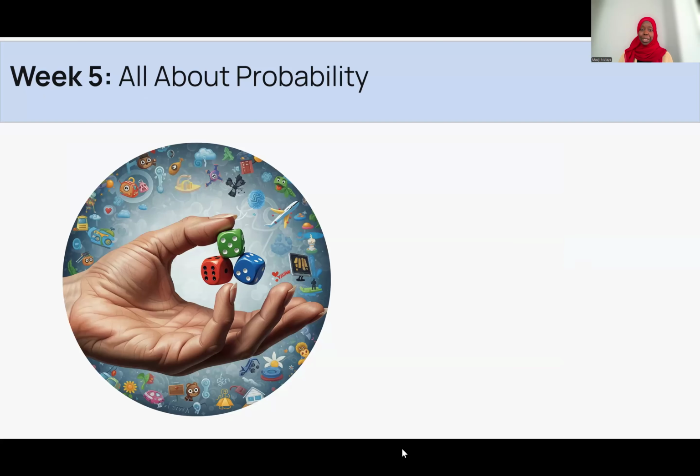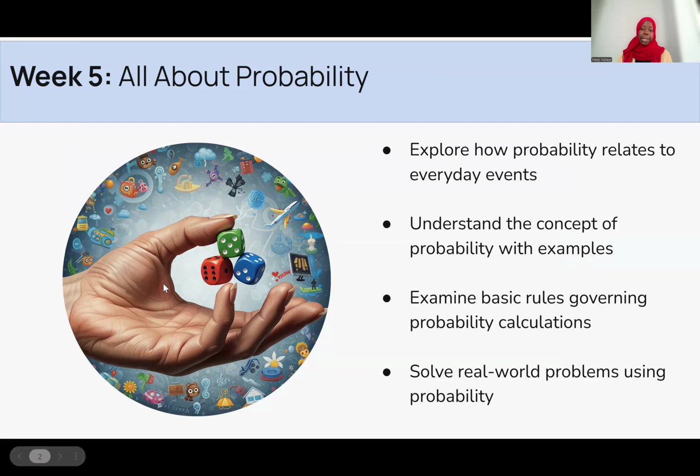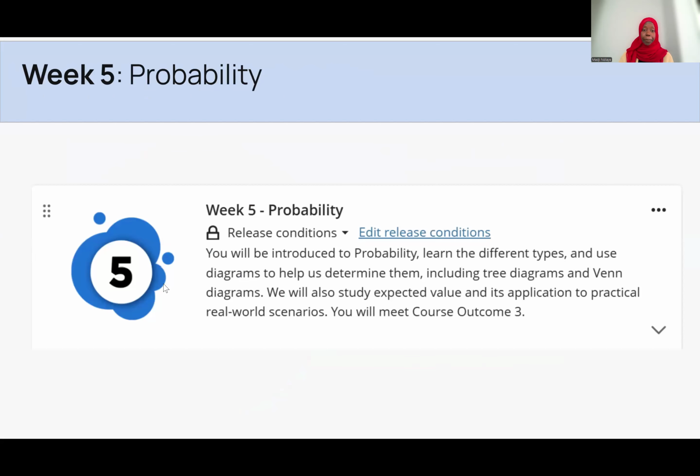This week, we're going to be talking about probability. We're going to be looking at how probability relates to everyday events. We're going to try to understand the concept of probability using examples. We're going to be looking at basic rules governing the probability calculations. And of course, as always, we want to solve real world problems using probability.